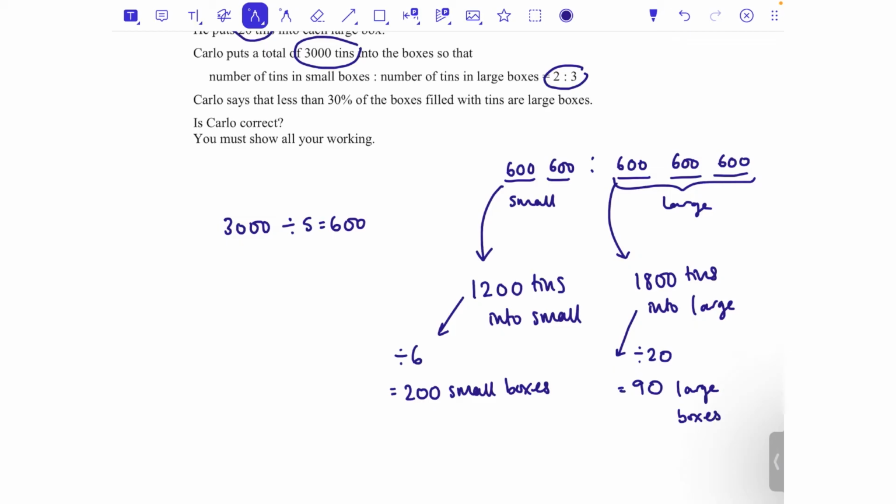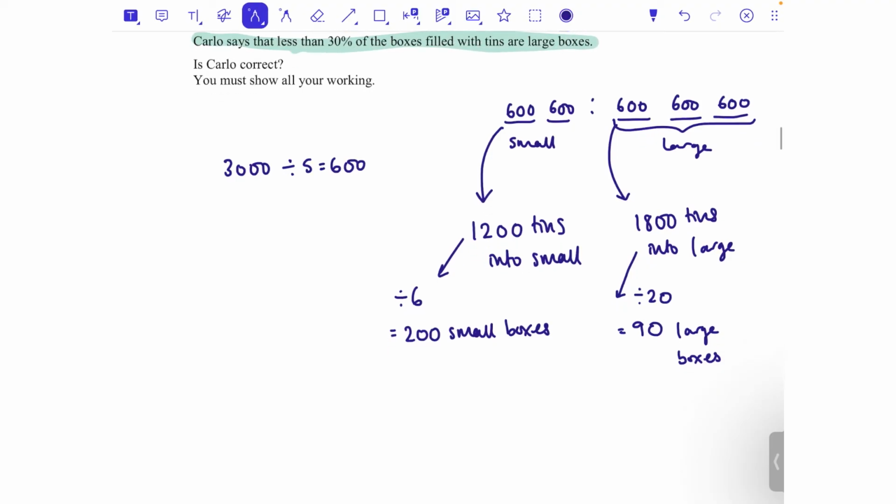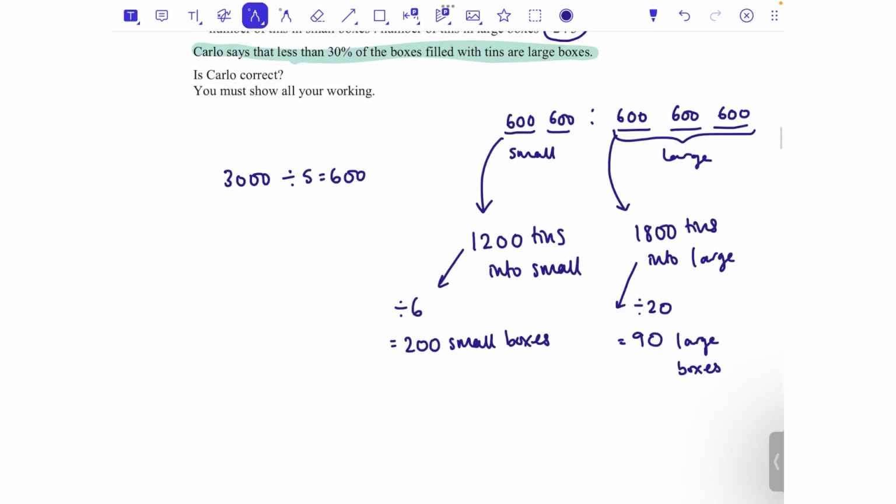Great. It then says that Carlo says that less than 30% of the boxes filled with tins are large boxes. Is Carlo correct? So we need to know, is 90 30% of the total number of boxes? So there's 290 boxes in total. 90 out of 290, to get that as a percentage, we just times it by 100. So if I type that in my calculator, 90 on the top, come down, 290 on the bottom, times by 100, that is 31.03%. That's one way of doing it.